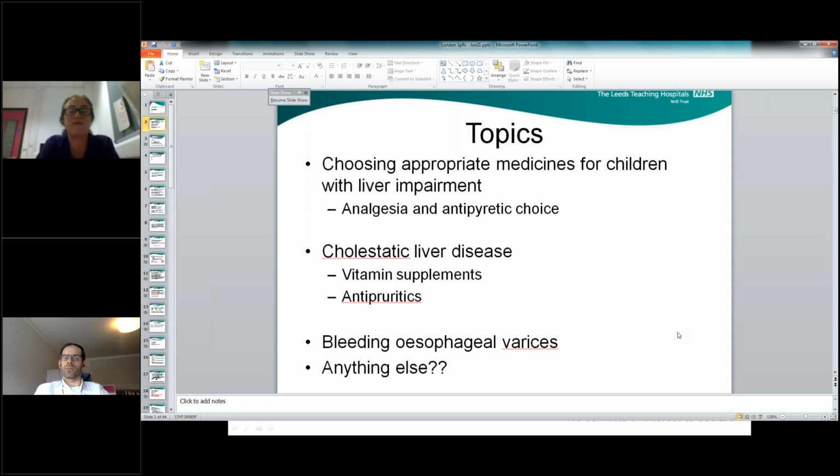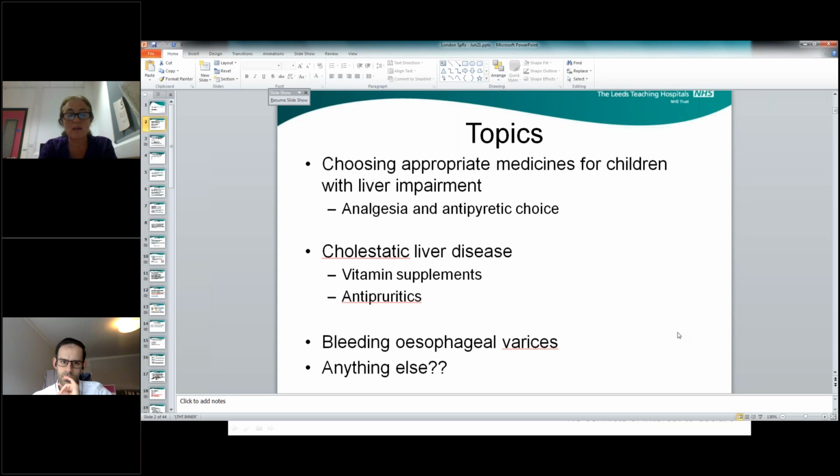So, like I say, the areas that seem to come up the most frequently relate to how you choose the most appropriate medicine for a child who's got liver impairment. And that can be liver impairment for whatever reason, maybe an underlying liver disease, but also children whose liver function goes off because they're septic or they've had some gastric surgery or something like that. So all sorts of different reasons for LFTs to go off.